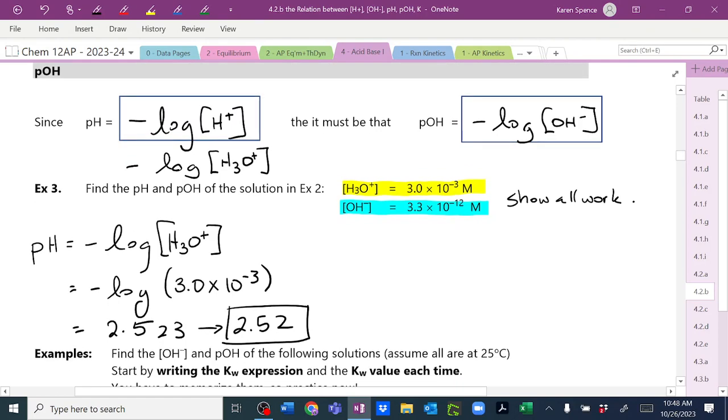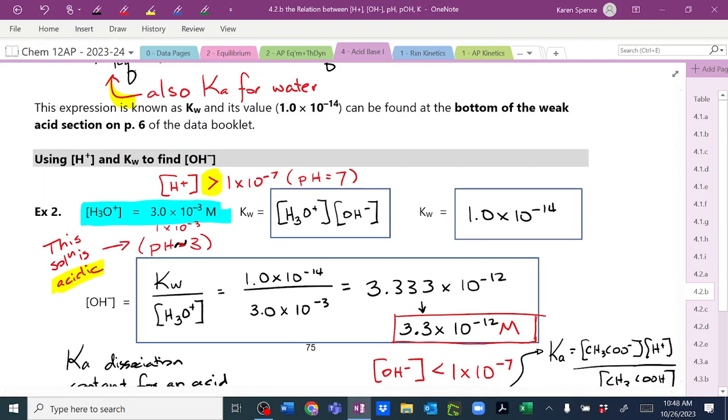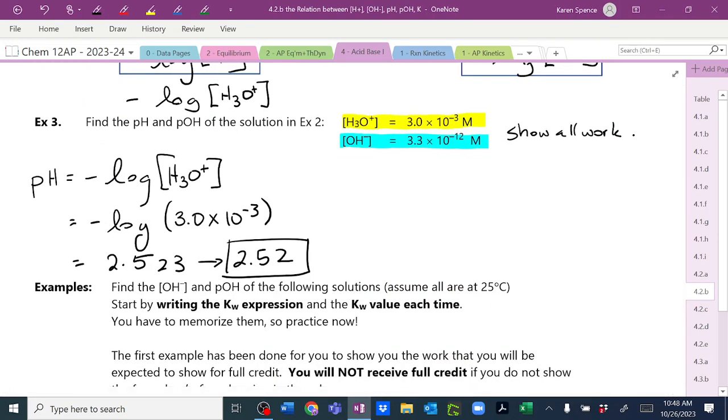Check to see if you got your sig figs right. Do you remember that back on the previous page I said the pH of this solution was approximately 3, but it wasn't exactly 3 because it wasn't 1 times 10 to the minus 3. You can see it's close to 3, but it's not actually 3.